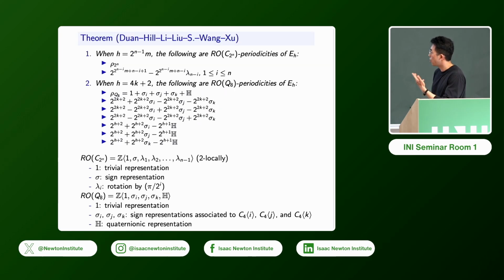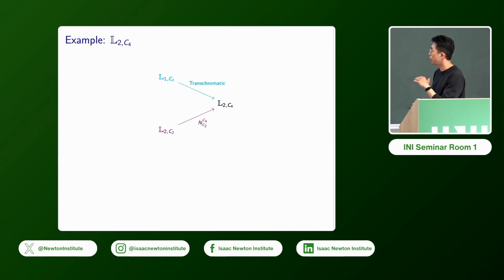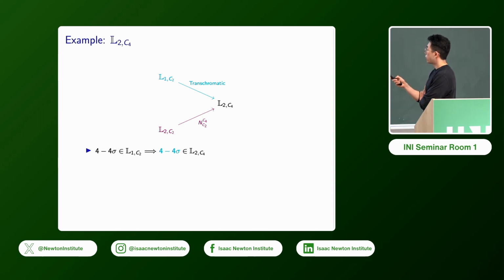EO. So the theorem is a little hard to read. You don't have to read it. I want to show you a very low height example demonstrating how this works. The example I want to show you is at height 2. Let's say I want to find the periodicity of EO2C4. So what I should do is compute L2C4. And my approach is telling me I can study it in 2 different directions: the transchromatic direction and the norm direction. Let's do the top one first. I look at L1C2. 4 minus 4 sigma, that's a periodicity of virtual dimension 0. So this is telling me 4 minus 4 sigma is also a periodicity here. Okay. And now look at the bottom.